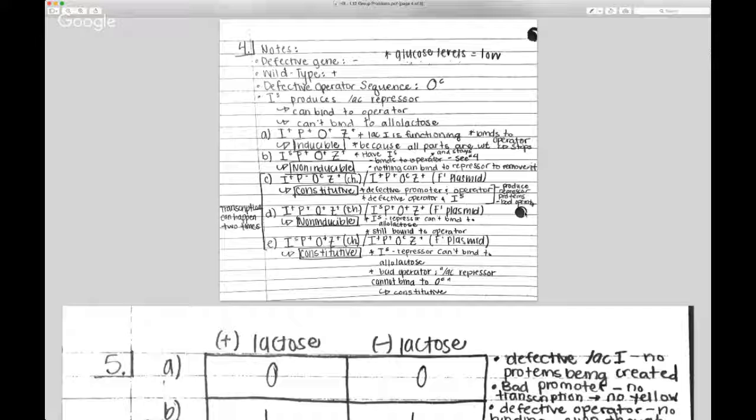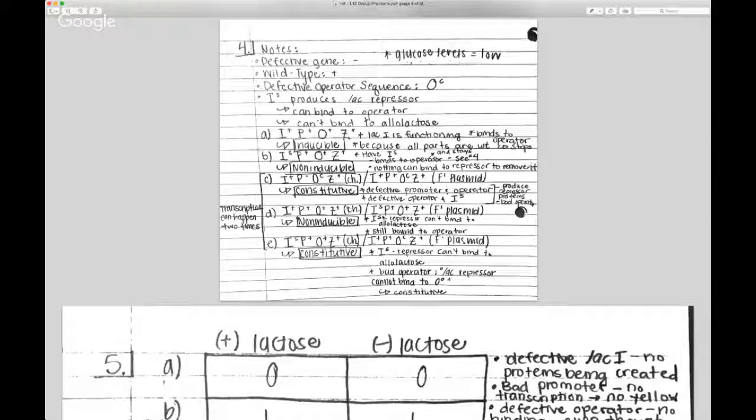For part D, it ends up being non-inducible because on the chromosome we have all wild type, but on the plasmid we have wild type with the IS producing the lac repressor. And so we still have things still bound to the operator. And as it says up there, the IS produces the repressor that can't bind to the operator but can bind to the allolactose, and so all of this makes it so it's non-inducible.